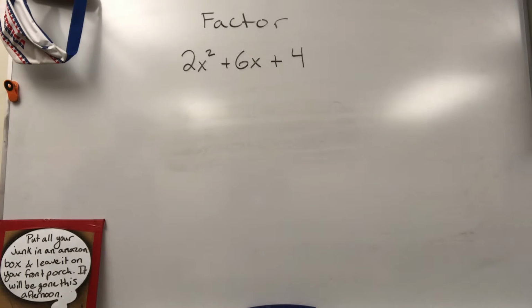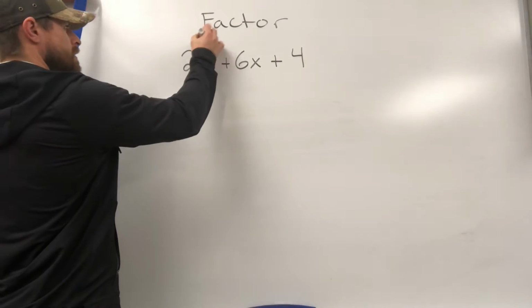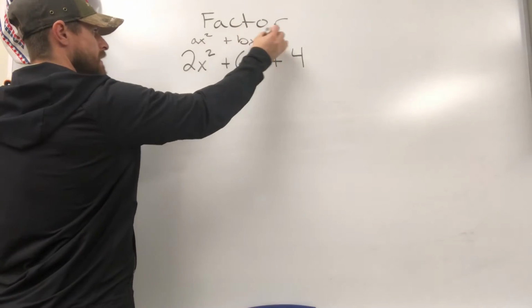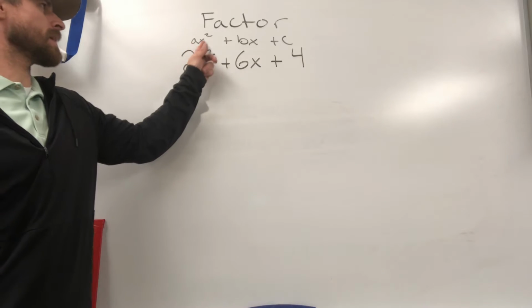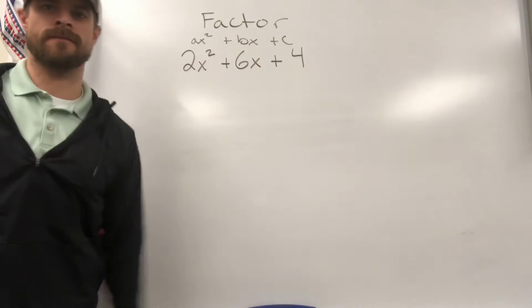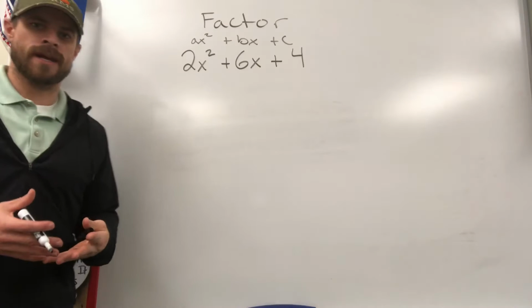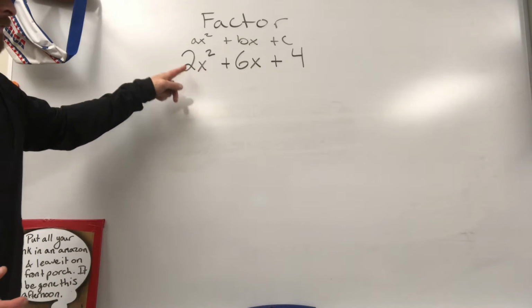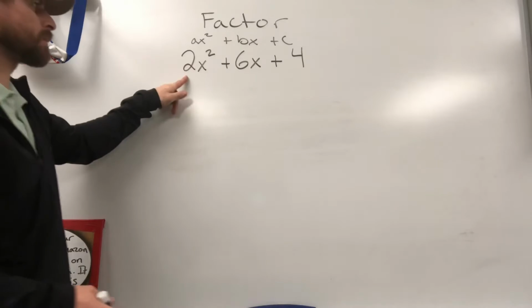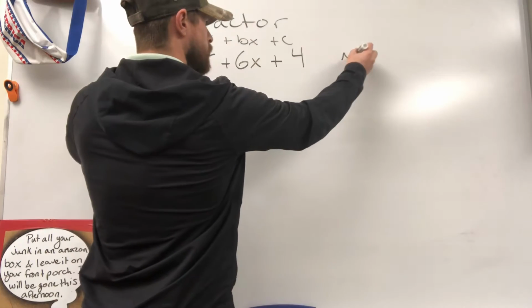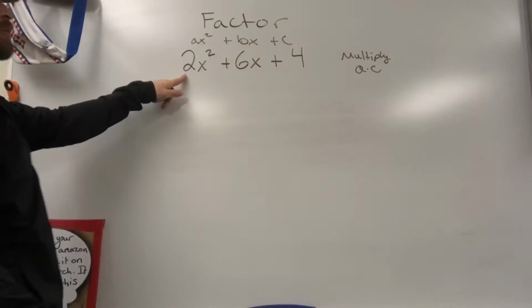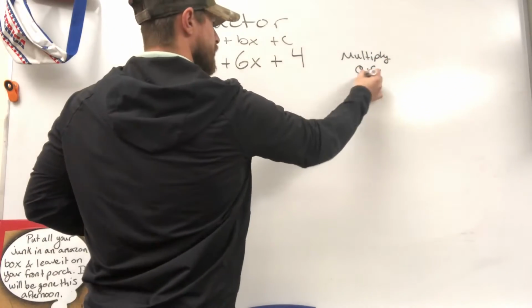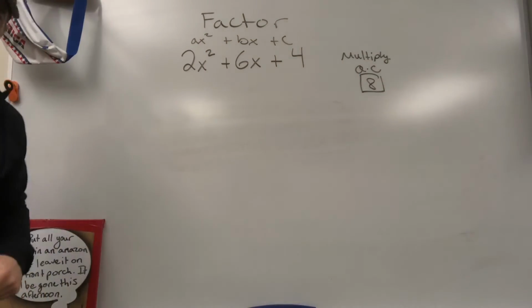All right, for our first quadratic, what we have is 2x squared plus 6x plus 4. This is our ax squared term, this is our bx, and this is our c term. So a standard form quadratic is written in ax squared plus bx plus c form. When we are given a quadratic that has an a in front, a coefficient or a number in front, step one is to multiply a times c. 2 times 4 is going to give me an 8. So right now I know 8 is what I want to be finding my factors of.